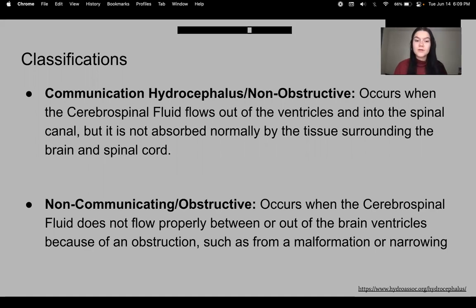But then there's non-communicating, that's obstructive. This is when the cerebrospinal fluid doesn't flow properly between or out of the brain ventricles. So the brain ventricles are not doing what they're supposed to be doing because there's something wrong, whether that could be an obstruction, or the tube's just not big enough for how much cerebrospinal fluid is coming out of it, or it could just be because it was not built properly in the womb. Usually this one's not as common with hydrocephalus patients who are older in life.